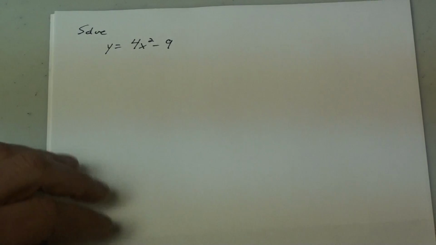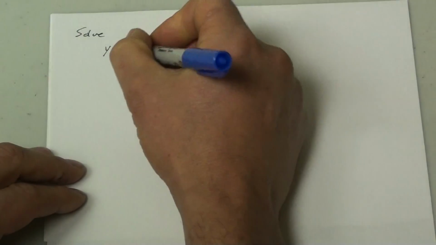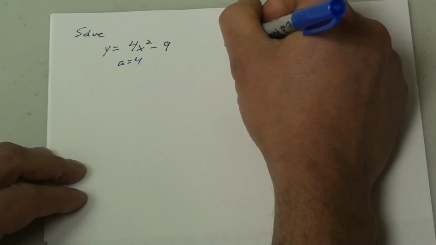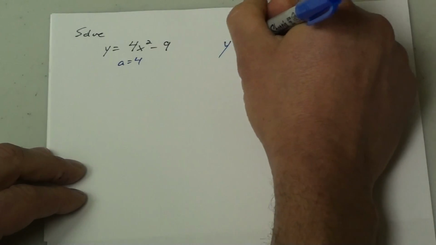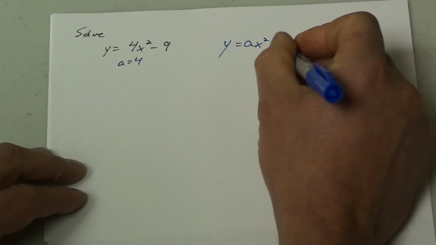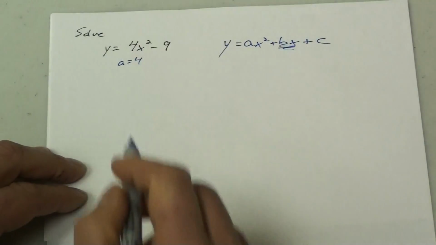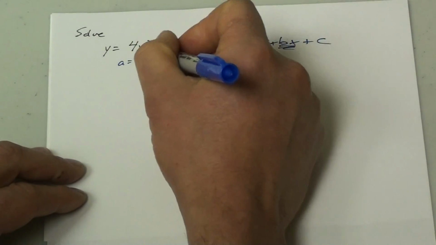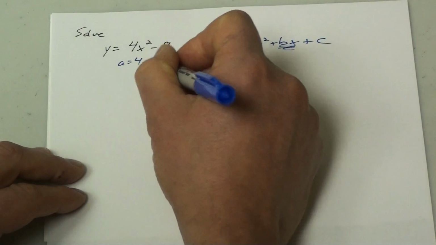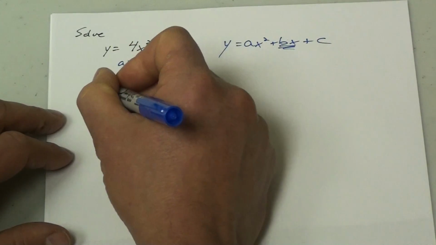The second example I'm going to do is solving y equals 4x squared minus 9. In this case, my a is 4, but the minus 9 is not my b value, because y equals ax squared plus bx plus c, and the b value has an x on it. This does not have an x, so that is my c, my constant. So my c value is negative 9, and the b value is actually missing, so it's just going to be a 0.